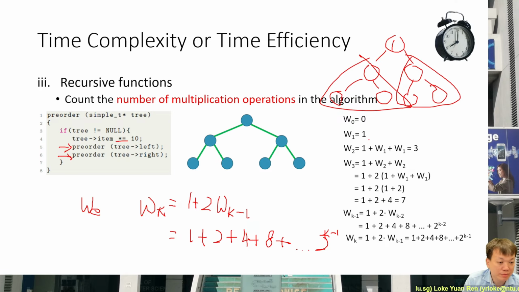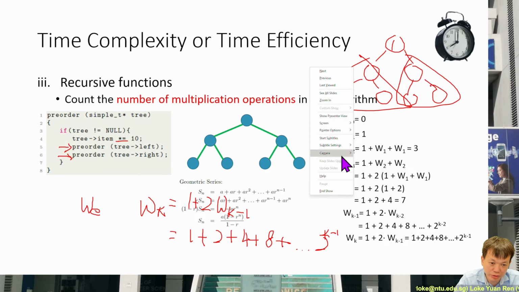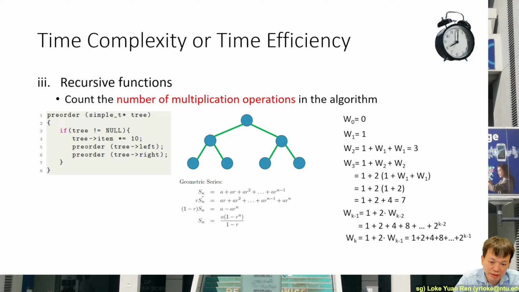So this is a geometric series. I believe that you all have learned this before. You should know the geometric series formula, or if you can't remember, at least you should know how to derive it by your own. If you have a series 1 plus 2 plus 4 plus 8, you just simply multiply by the factor of the series, which is 2. 2 times 2 is 4, 4 times 2 is 8, 8 times 2 is 16, and so on. So R is 2.